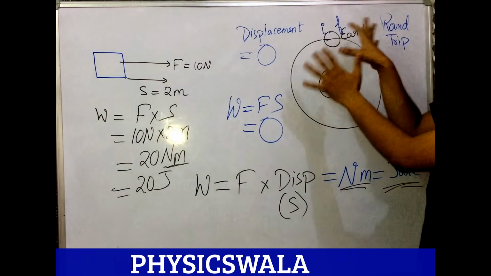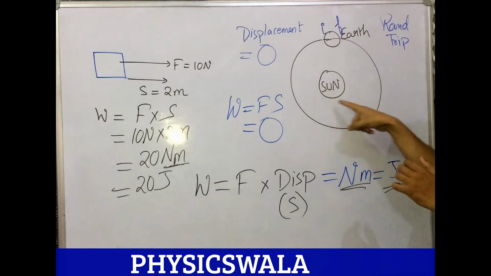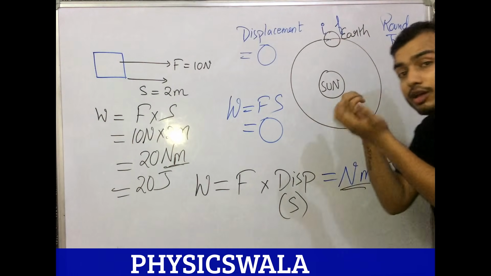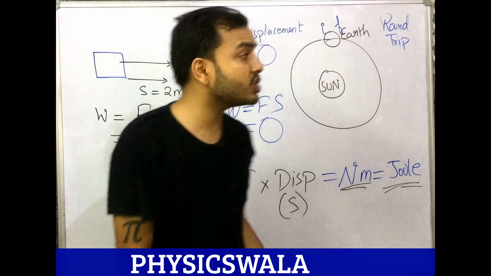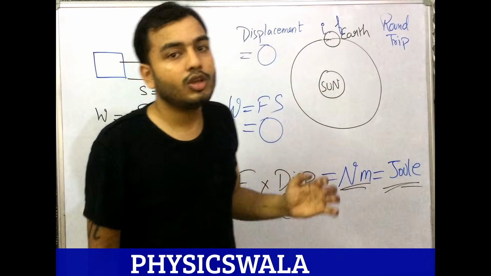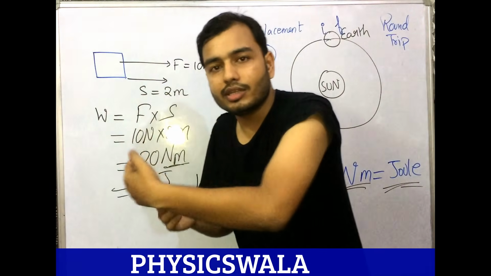When moon revolves around Earth, then also the work done is 0. But wait, this is not the proper explanation for this particular question. So what it is, you will learn further.